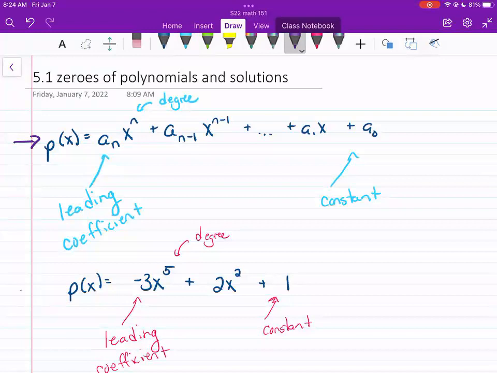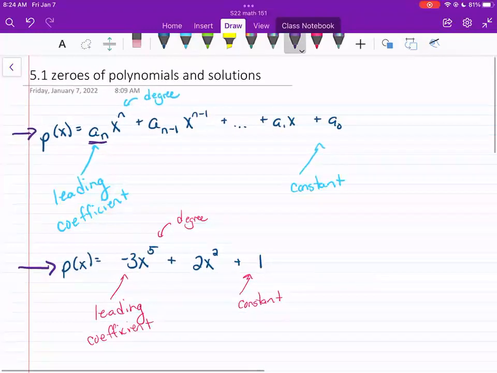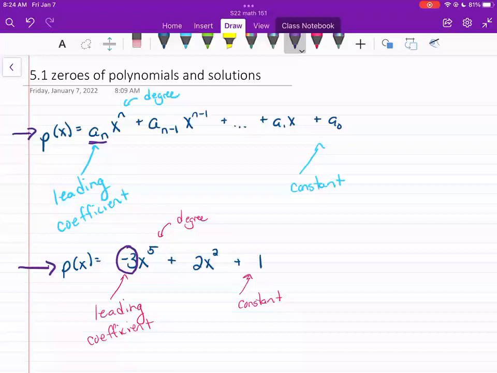You're used to seeing something a little more like this, but just to give you the general definition, this first value, which we'll refer to as a sub n, is what we call the leading coefficient. In our example here, the leading coefficient would be -3. And this n value is what we call the degree, or the highest exponent, when we write the polynomial in descending order. In this example here, the degree would be 5th degree.